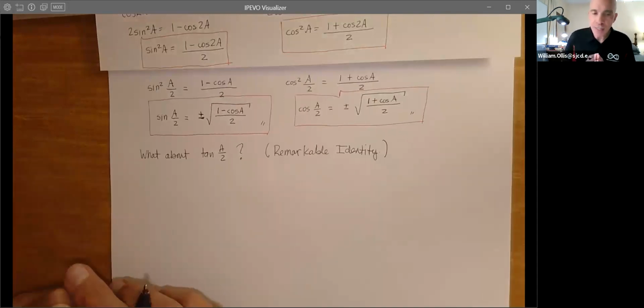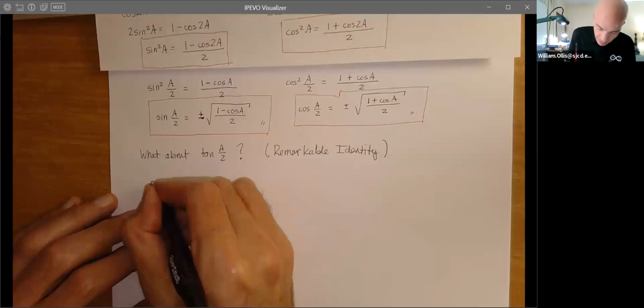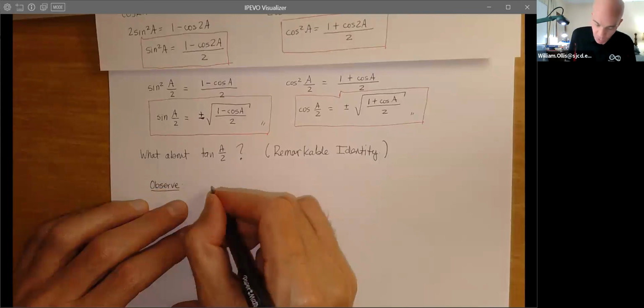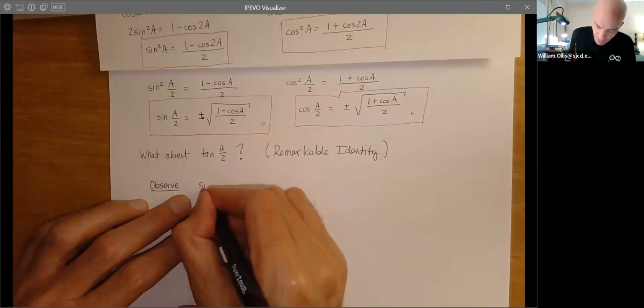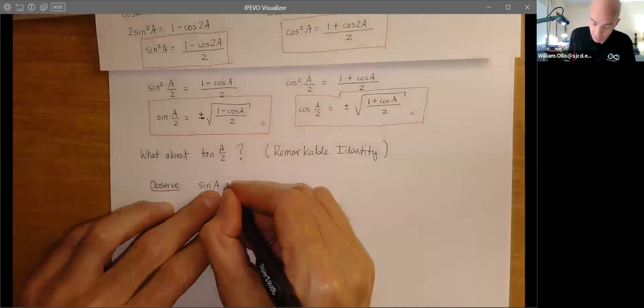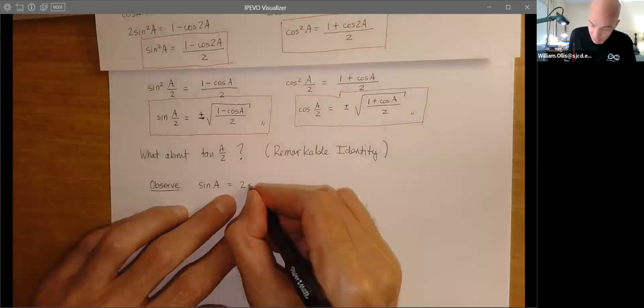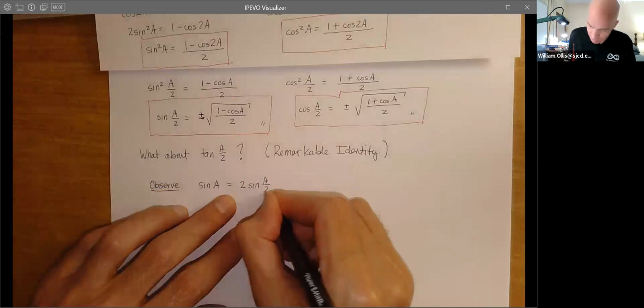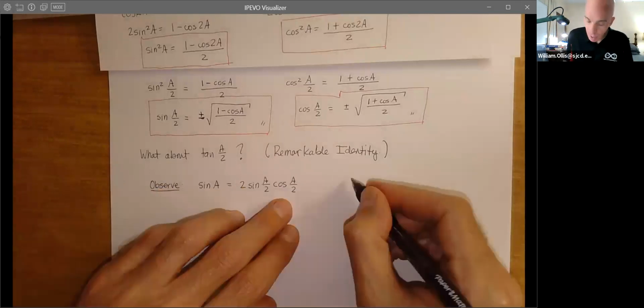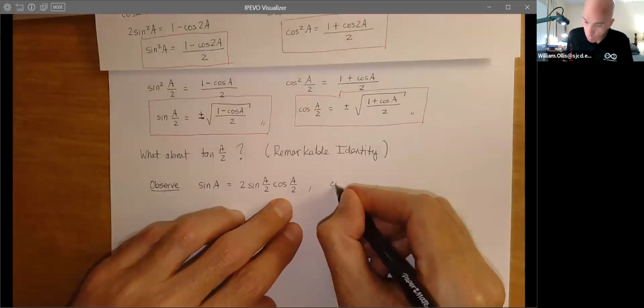So now let's look at this and say, okay, how can we make this work in a way that uses what we already know? So here's what we're going to do. Observe. Here's a backwards approach. I'm going to use the half angle approach. So I'm going to say sine of a using the double angle, but I'm going to think of that as a double angle. So this is going to be 2 sine of a over 2 cosine a over 2.